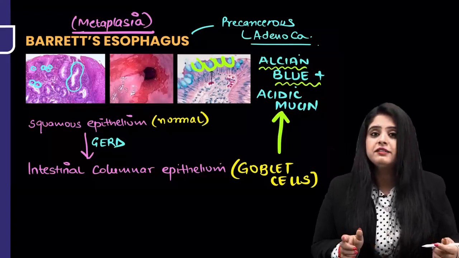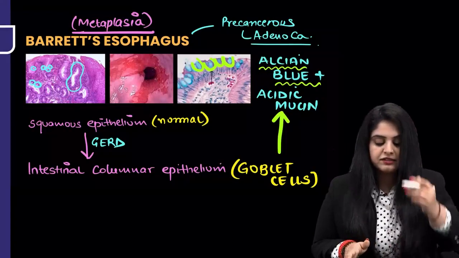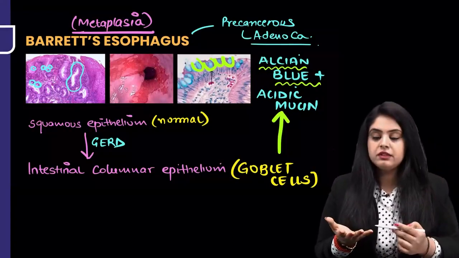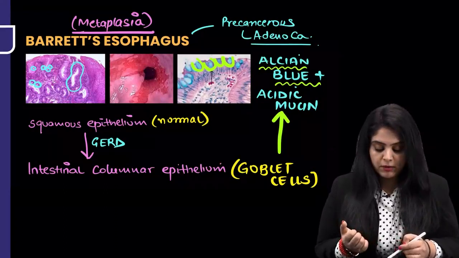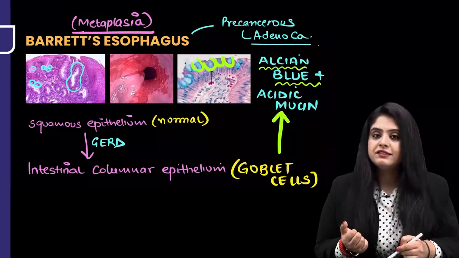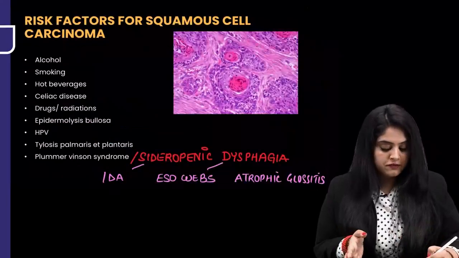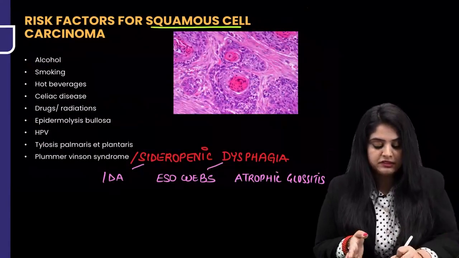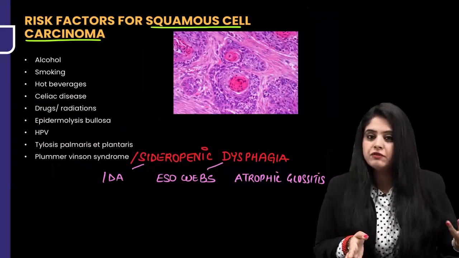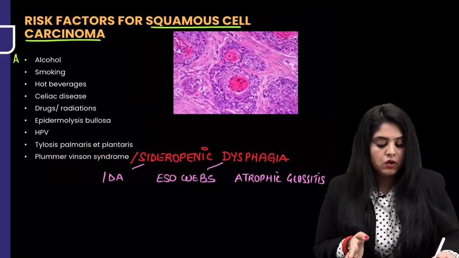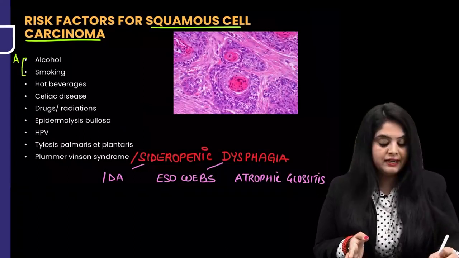I'm going to start with cancers of the esophagus, and under cancers of the esophagus, of course, we have two types. Either we have squamous cell carcinoma or we have adenocarcinoma. When I'm talking about squamous cell carcinoma, I'll start off with the risk factors first. I have divided them into A, B, C, D, E. I've tried to make a mnemonic out of it. So alcohol and smoking go hand in hand. Then we have B for hot beverages.